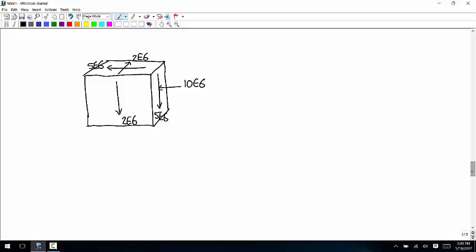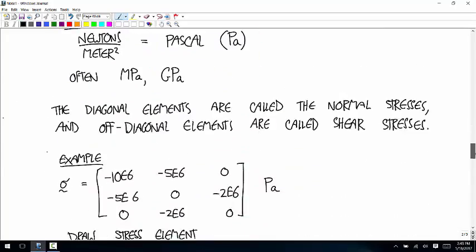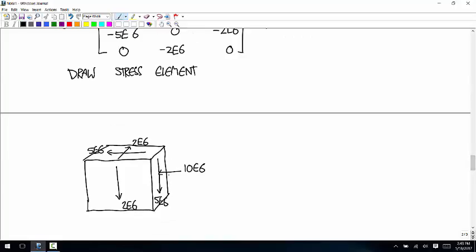A positive value always points in the direction of the positive axis. That's the easiest way to think about it. So like in this example, the XX normal stress was negative. So on the X face, that had to be pointing in the negative X direction. And that's assuming a coordinate system like this.